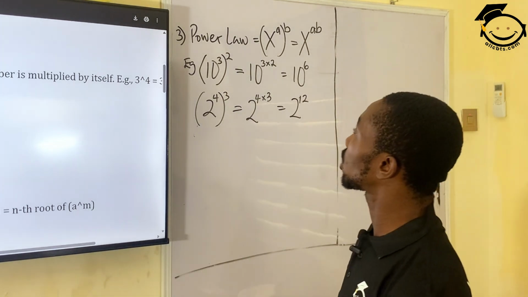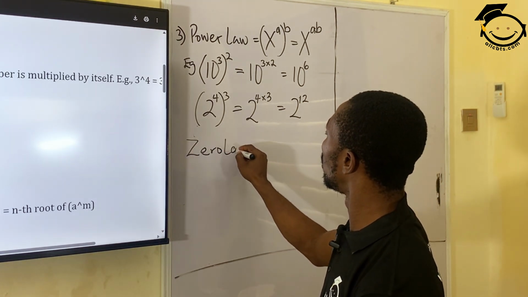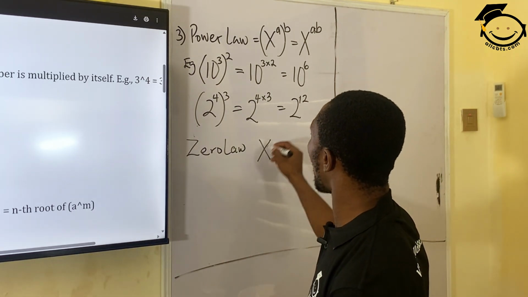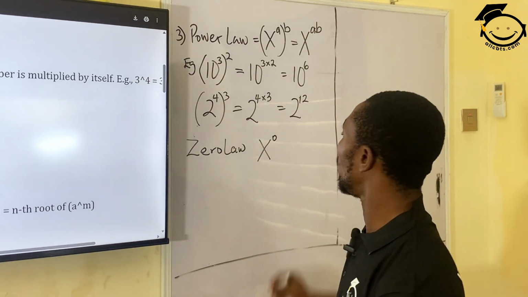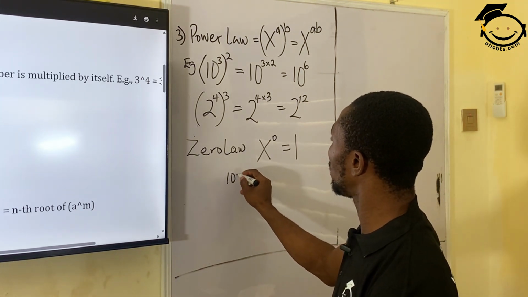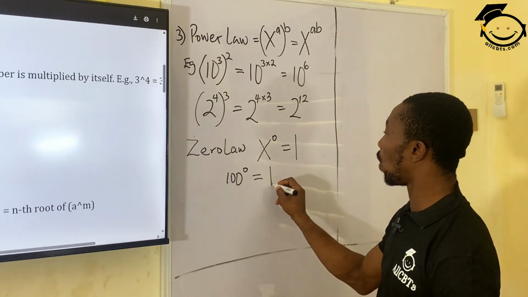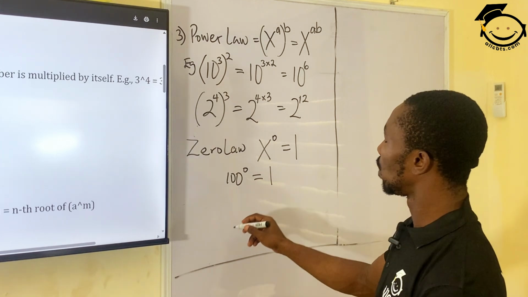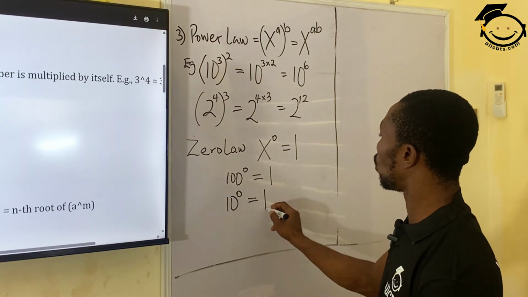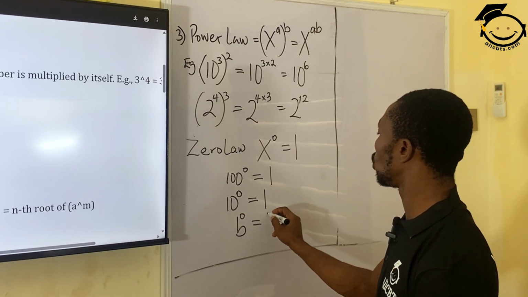Alright, looking at our next law, which is the zero law. The zero law simply states that any number or alphabet raised to power 0 is equal to 1. So if we're having 100 raised to the power of 0, it's equal to 1. If we're having 10 raised to power 0, it's equal to 1. b raised to power 0 is equal to 1.